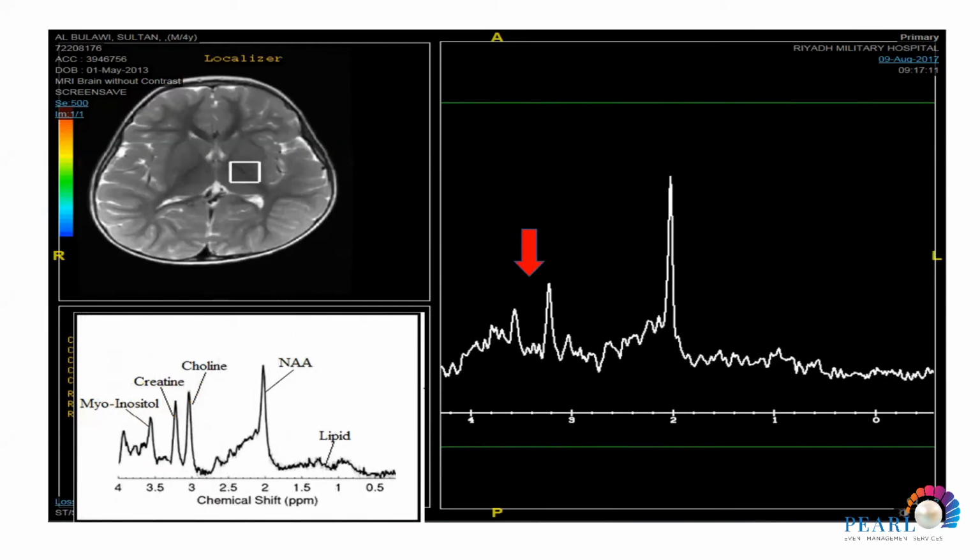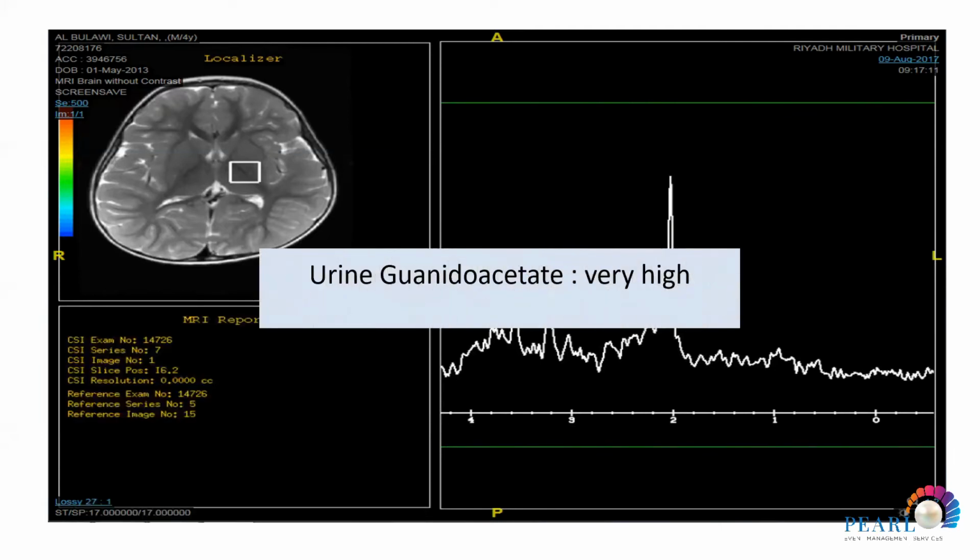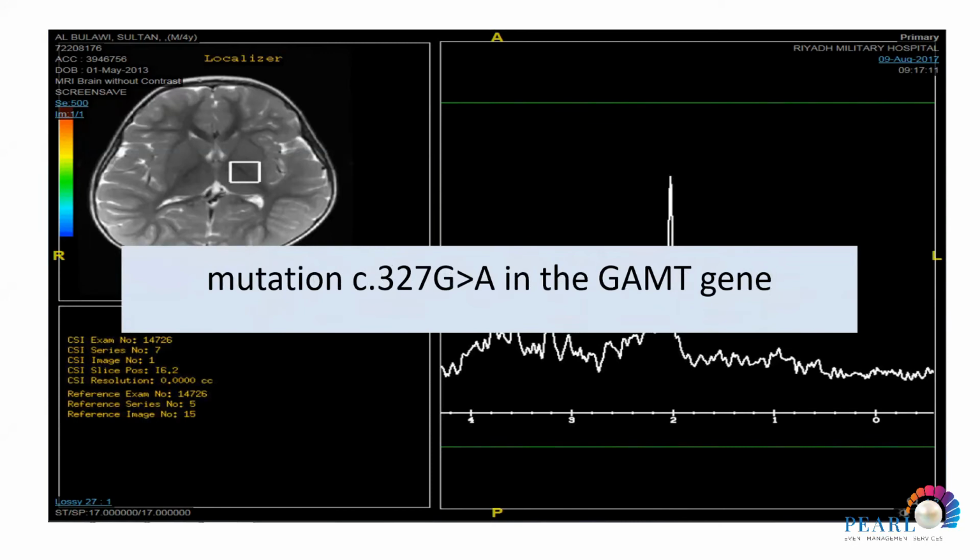So when we sent the creatine panel, the urine guanidinoacetate was extremely high, and this patient was diagnosed with a mutation in the GAMT gene. So he was diagnosed with cerebral creatine deficiency syndrome, which is a treatable condition. This patient was started on creatine monohydrate, and after that, he showed great improvement. His motor functions improved, his autistic features improved, and his abnormal movements disappeared.